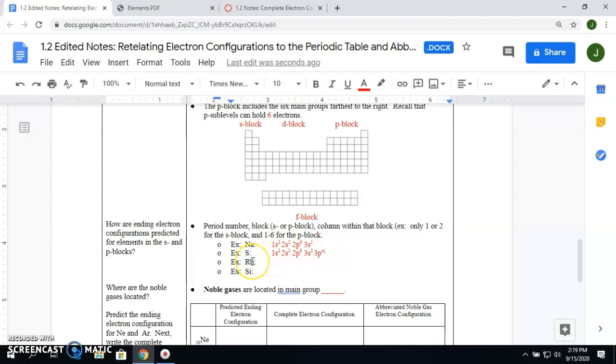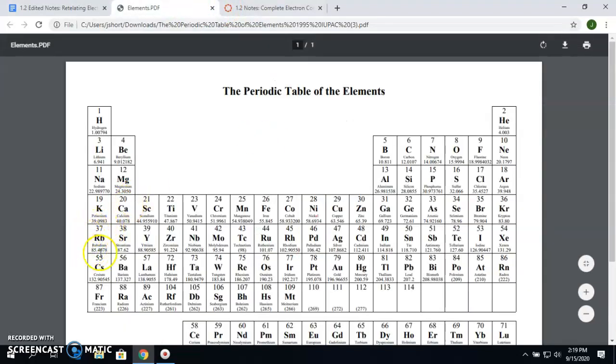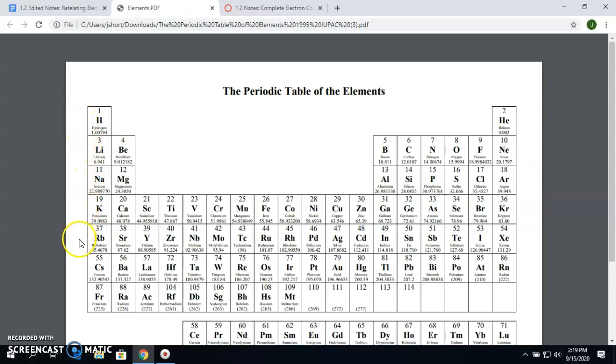Let's do the same thing with rubidium. Rubidium is here. So predict its ending electron configuration. Push pause and make that prediction. Okay, we would predict that rubidium would end in 1, 2, 3, 4, 5s1, because it's in the fifth period, the s block, and the first column in the s block. 5s1, and we need the sum of the exponents to add up to 37.